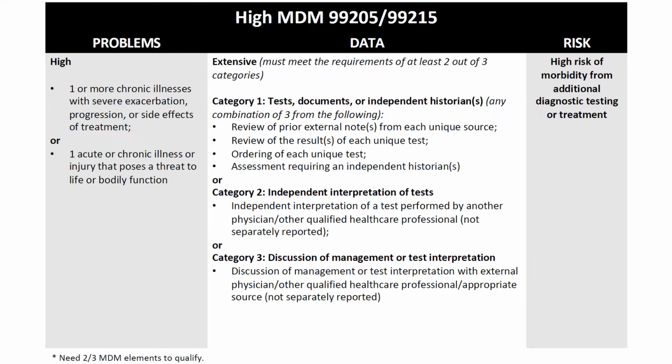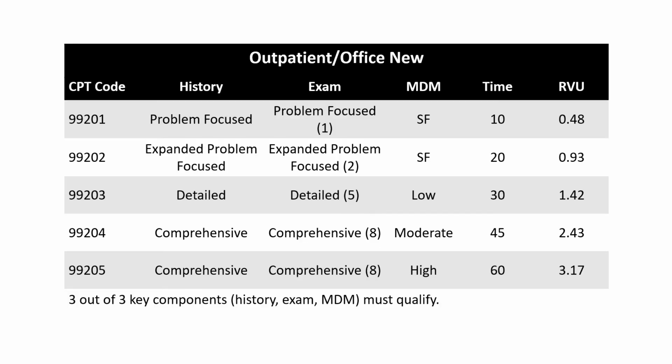But you need two of the three. Problem-wise, you would need one or more chronic illnesses with severe exacerbation. Maybe you have a post-hepatectomy patient that needs to be admitted for hydration and is not doing very well. On the data side, you need two of the three categories. So you would need three from category 1, and you would probably need category 2. So from an IR perspective, you could get there. And then high risk of morbidity from additional diagnostic testing or treatment. Now, after looking at the four categories of medical decision making, we'll look at the changes that were made.